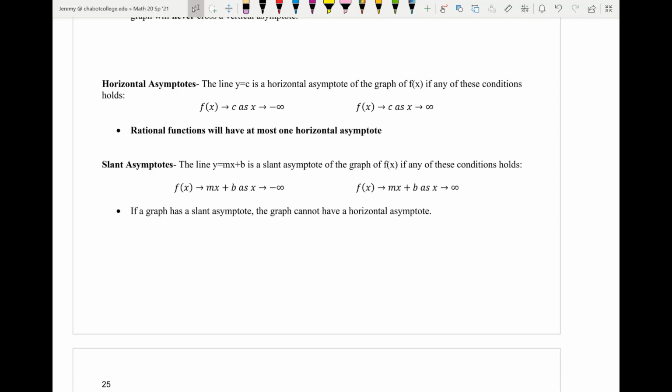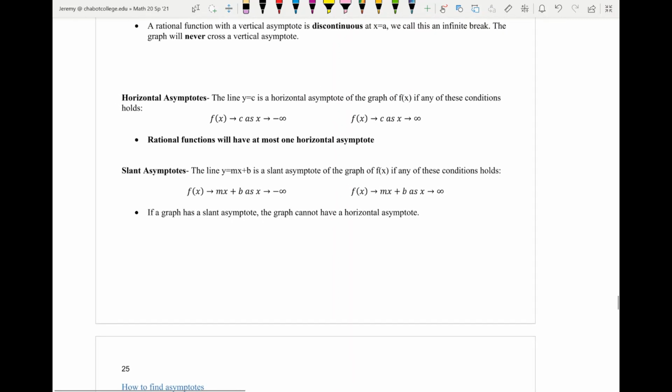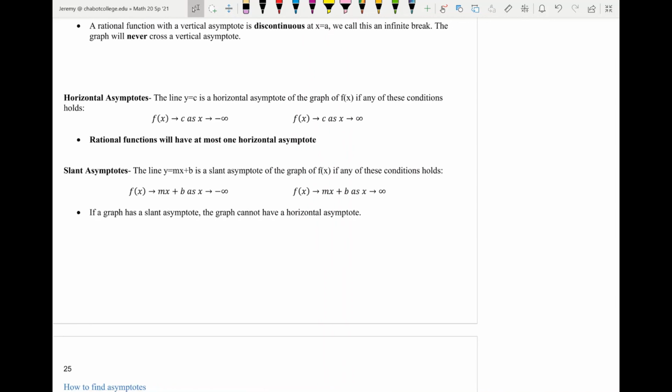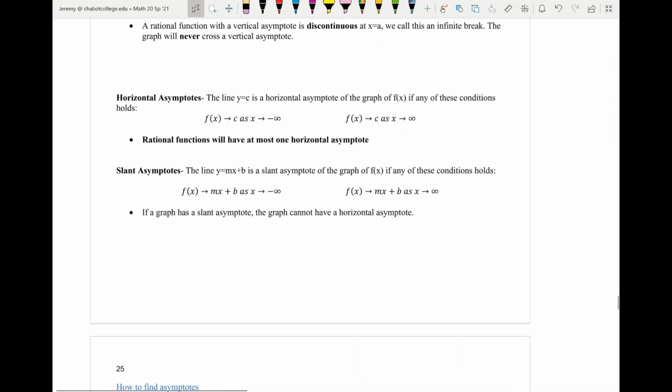Slant asymptotes. The line y equals mx plus b is a slant asymptote of the graph of f of x if any of these conditions hold. If f of x approaches mx plus b as x goes to negative infinity, or f of x approaches mx plus b as x goes to positive infinity. If a graph has a slant asymptote, then the graph cannot have a horizontal asymptote.